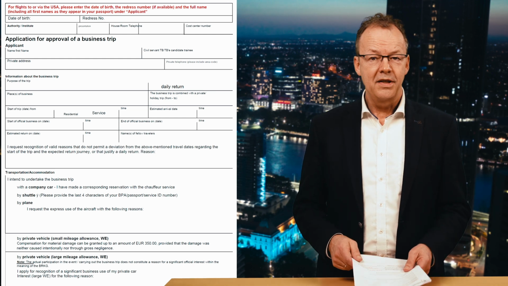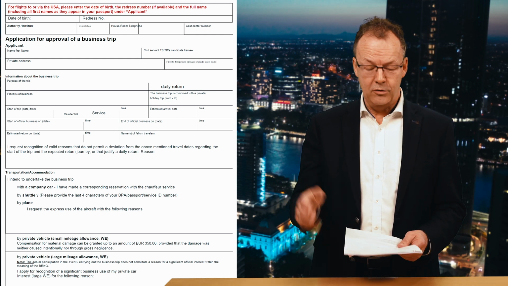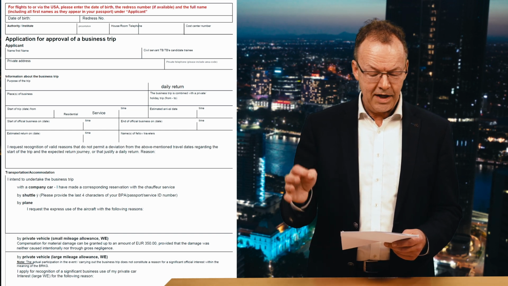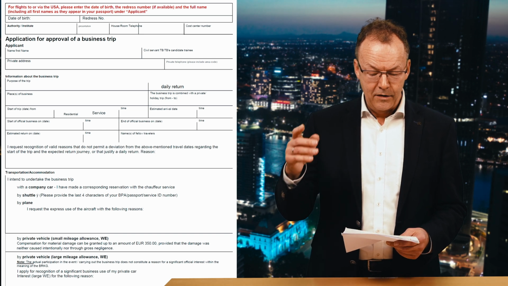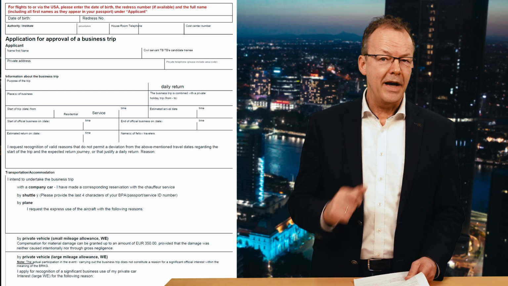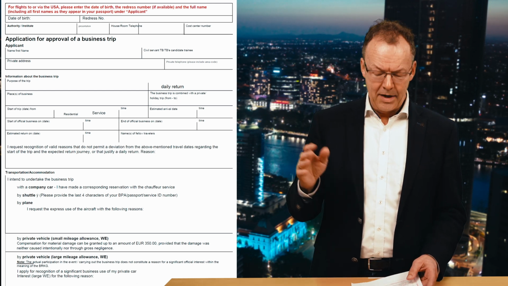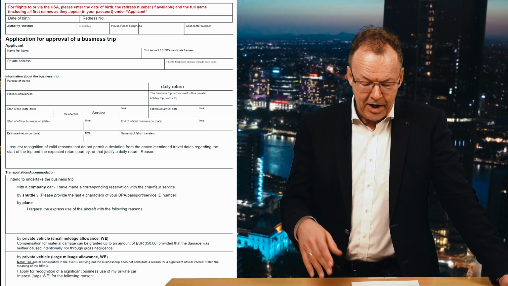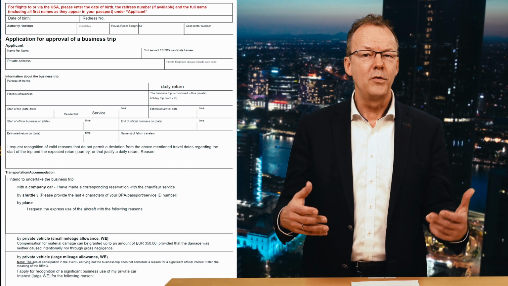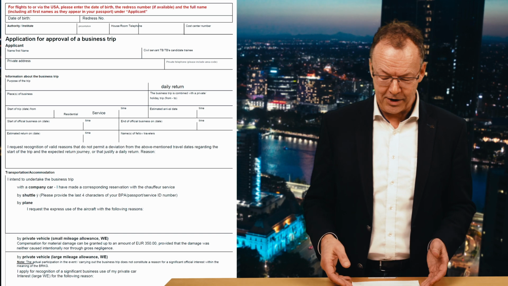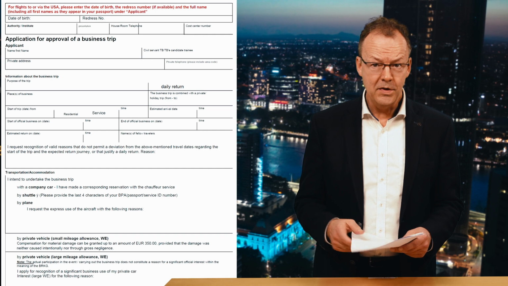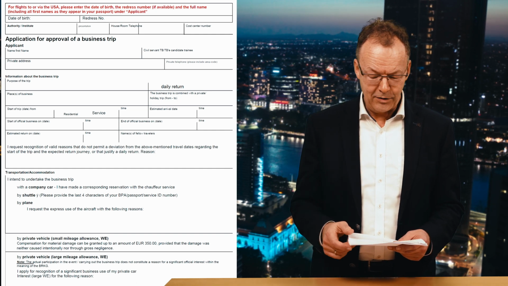So the first point that's in the form is already very relevant. It's marked in red and boldface, and it talks about for flights or via the USA, please enter the date of birth, the redress number. What is a redress number? This is something I learned here. A redress number is a number that is issued by the US Department of Homeland Security, and it's for people who often have difficulties when they go through the security check or something like that. So I had to look that up. I don't have a redress number, I know. But in case you have one, this is the first thing you have to enter here.